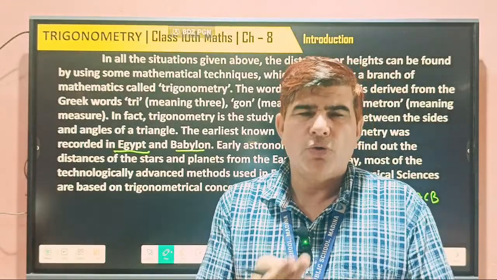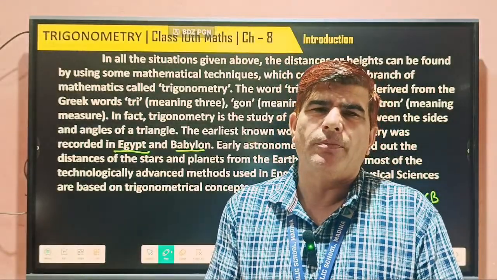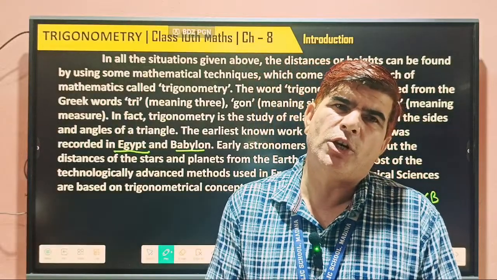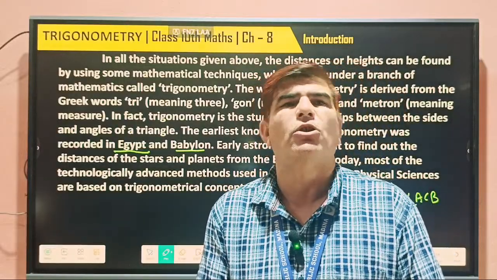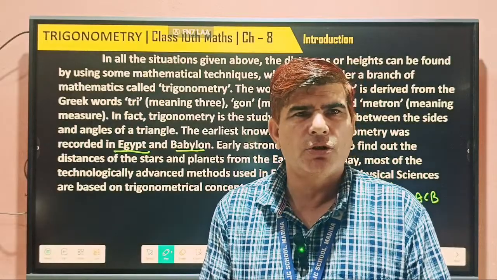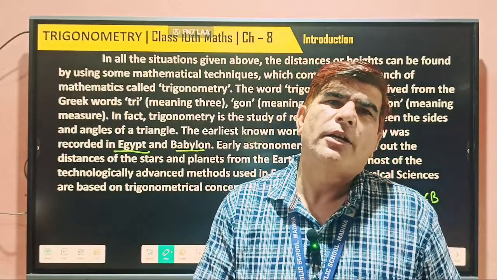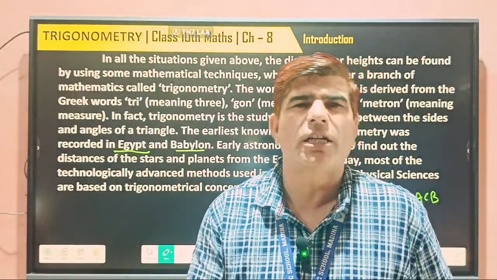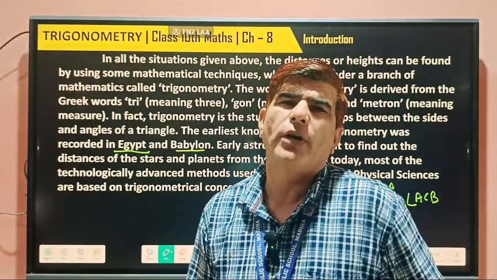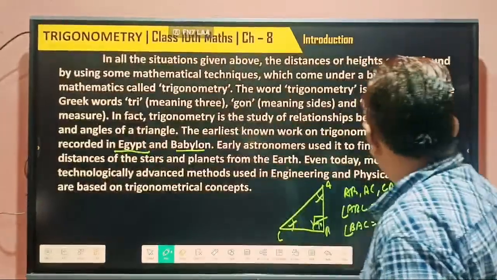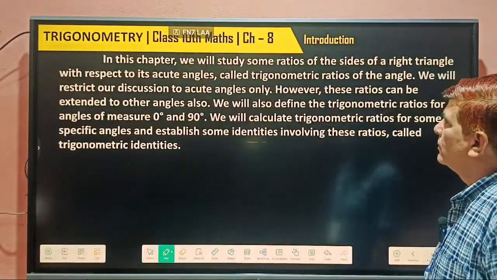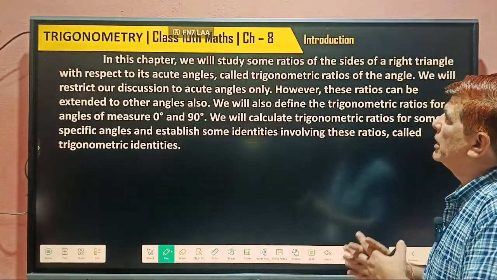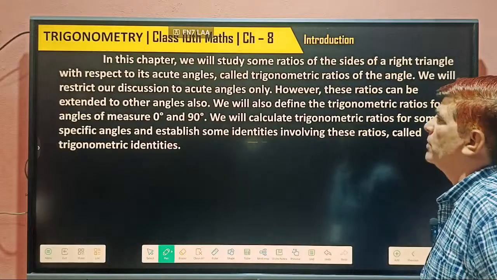Understood? I told you the meaning of trigonometry. Tri means three, gon means sides, and metry means measurement of three sides. Or you can say trigonometry is that branch of mathematics which studies the three sides and three angles of a triangle. Understood this? In this chapter, we will study some ratios of the sides of triangles.